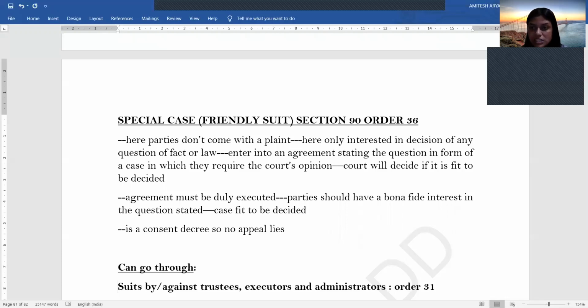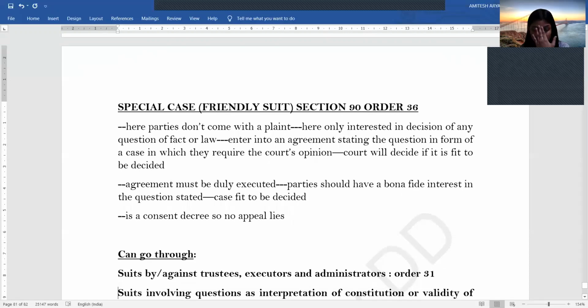Now, whatever agreement these parties are entering, it should be duly executed, and the parties should have a bona fide interest in the question, and the case should be fit to be decided. And if a friendly suit has been decided, no appeal lies here because it is a consent decree. You have come on your own, etc. Here, a friendly suit is like the parties are not at swords with each other. They are not fighting each other. They just want a decision in respect of a particular question of fact or law. Now this was another kind of special suit.